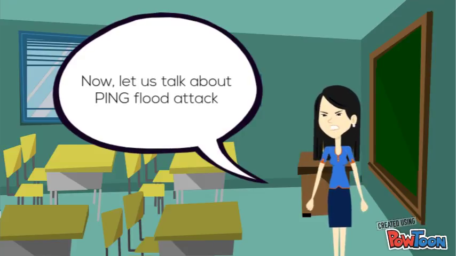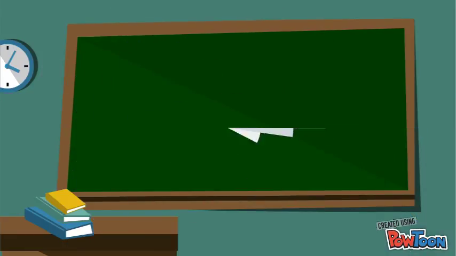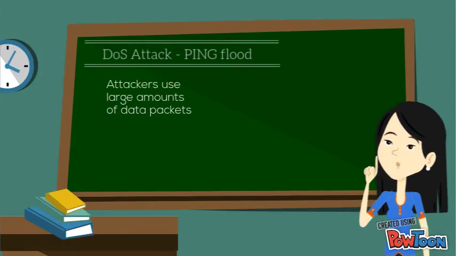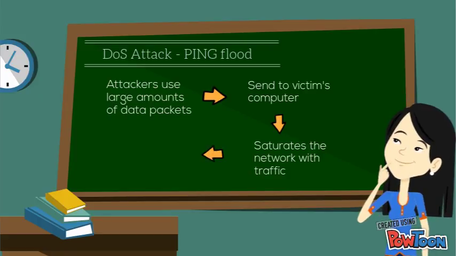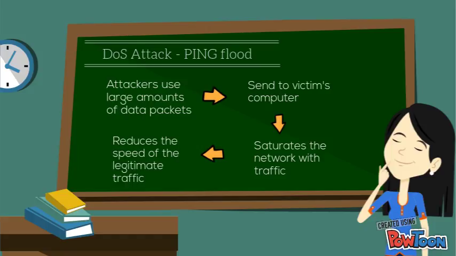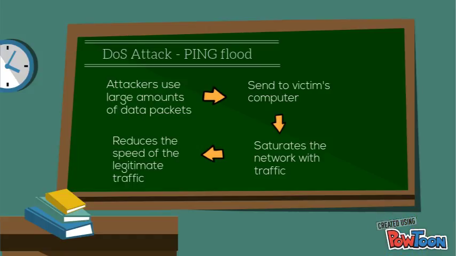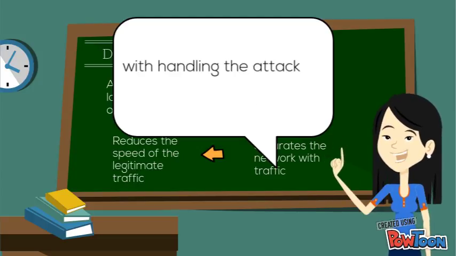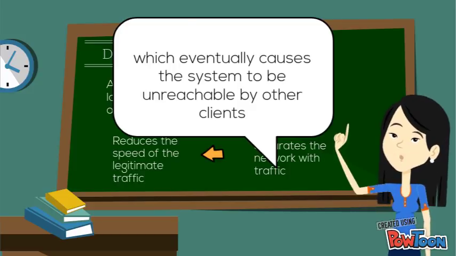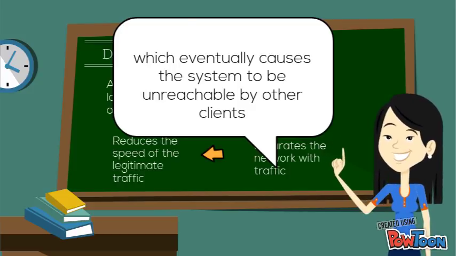Now, let us talk about ping flood attack. In the ping flood attack, attackers use large amounts of data packets and send them to the victim's computer in an attempt to saturate the network with traffic. Subsequently, the speed of the legitimate traffic will be reduced significantly due to the continuing requests and replies. In short, ping flood typically consumes the victimized system's resources with handling the attacking packets, which eventually causes the system to be unreachable by other clients.